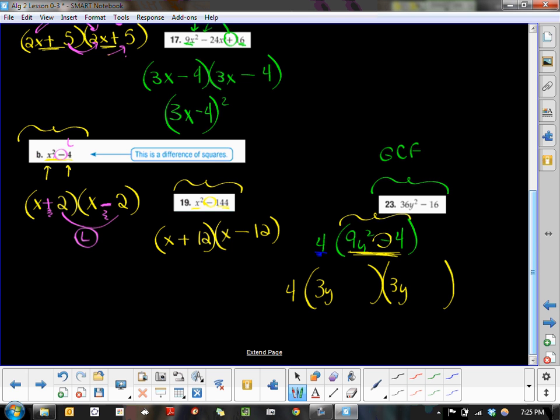The signs are going to have to be different, plus and minus, and the square root of 4 is 2 and 2. And if we want to write it, like I said, sometimes they may show solutions as an exponential, so 3y plus 2 squared.